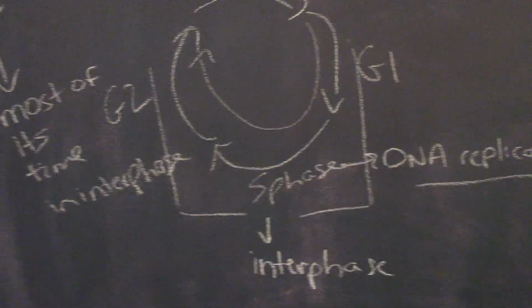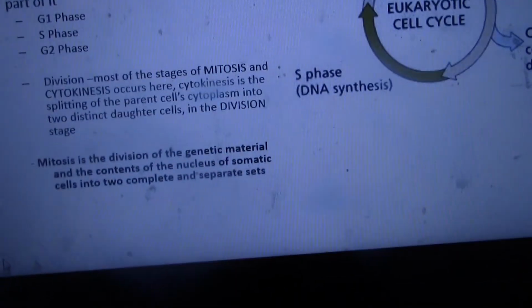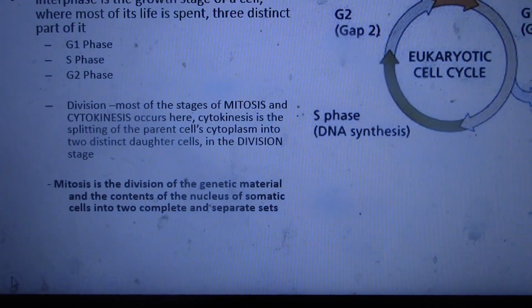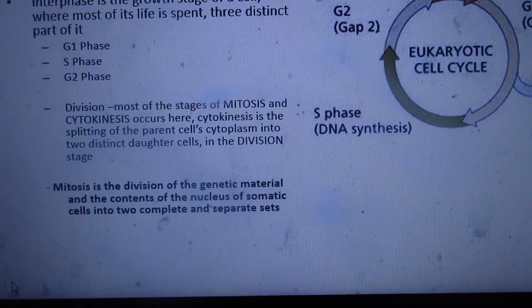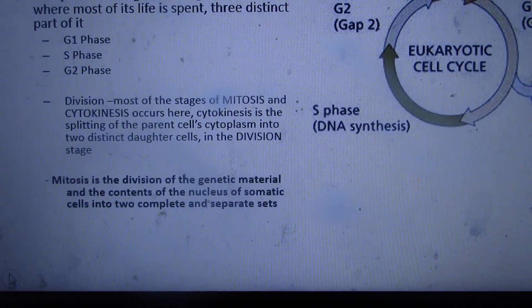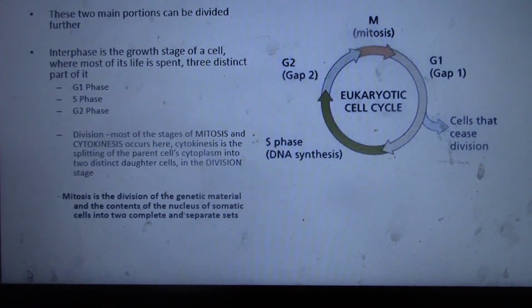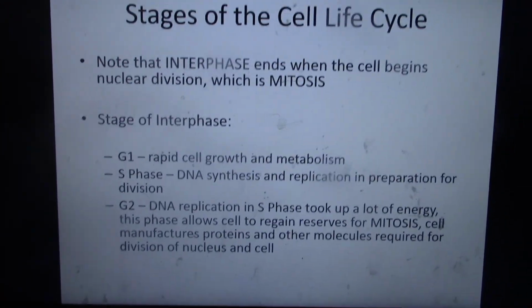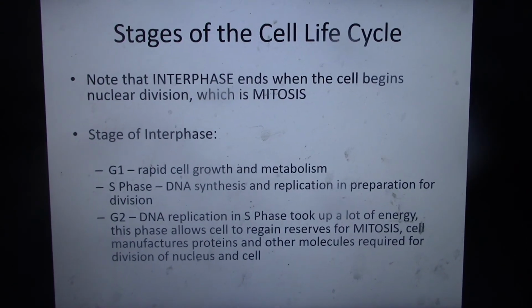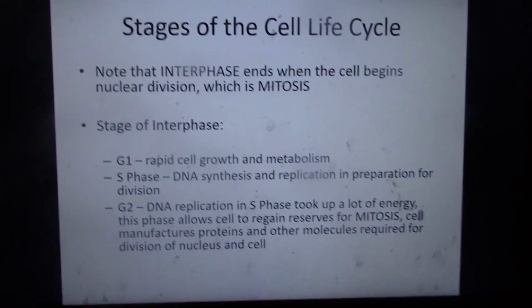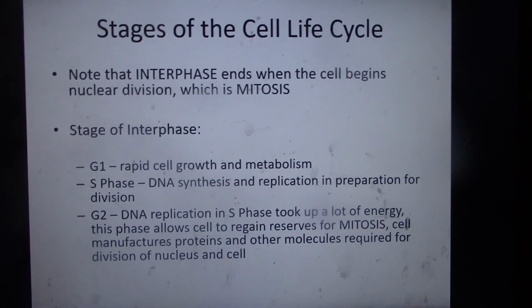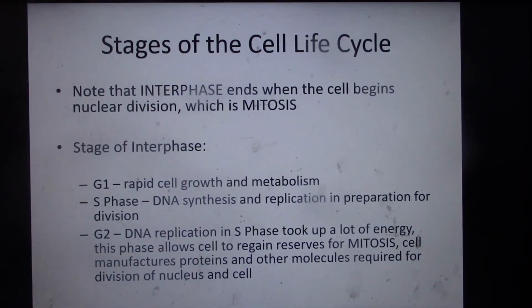Okay, I'm not going to talk much about the stages of mitosis today. I'm just going to give you an introduction about terminology. So this is what happens here. Mitosis is the division of the genetic material and the contents of the nucleus of somatic cells into two complete and separate sets. So you should be aware of that. My notes just explain these phases that I put up on my chalkboard wall. Again, all these are in your notes. Remember, it's under Cummings' notes, under cell division and genetics.